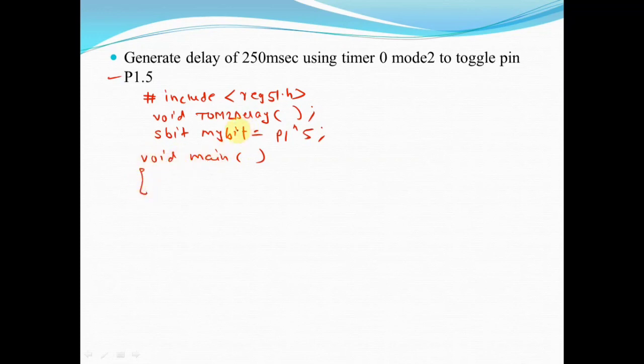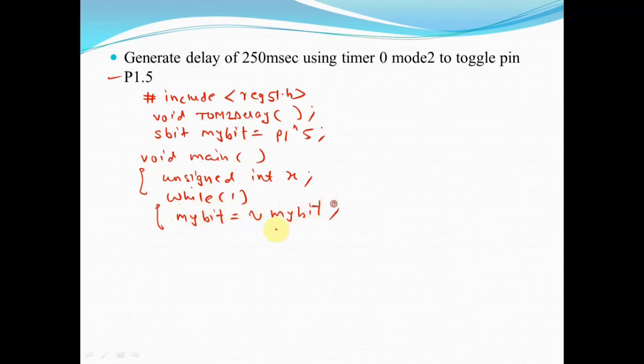Here I need one for loop, and for that for loop I require one variable, so I will declare an integer x. Now in while(1), which is a continuous loop, I am going to toggle my pin. So mybit equal to invert mybit. Here I am toggling my port pin P1.5. This is an inverter operator, so initially if it is 1, it is going to make it 0.